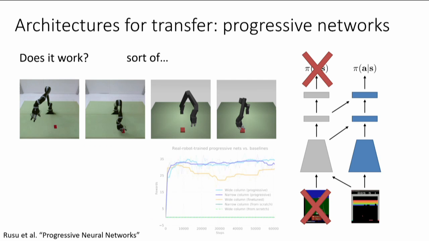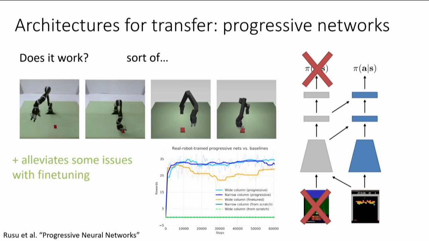And then in their evaluation, they also show pre-training on a simulated robot and then fine-tuning on a real robot. Again, it's a little bit mixed. Here orange shows fine-tuning, and the two blue lines show the progressive network. It's a bit better, but doesn't seem to make an enormous difference.